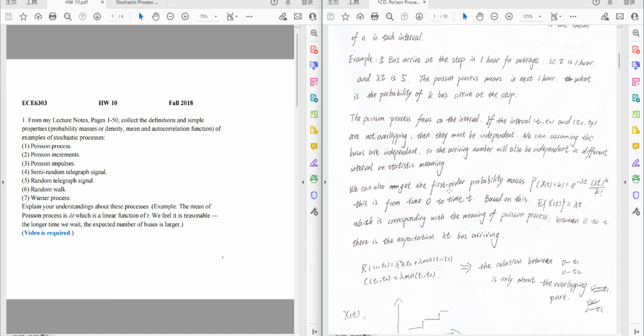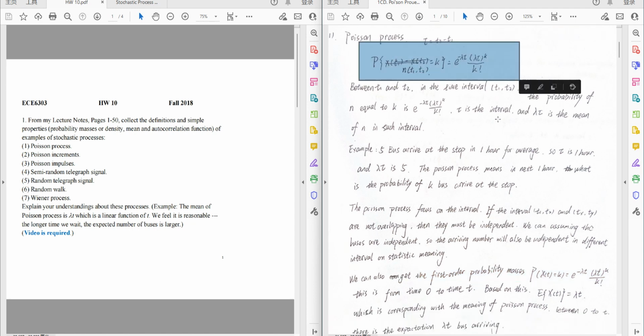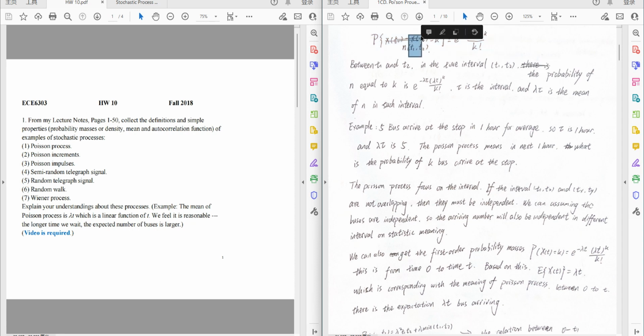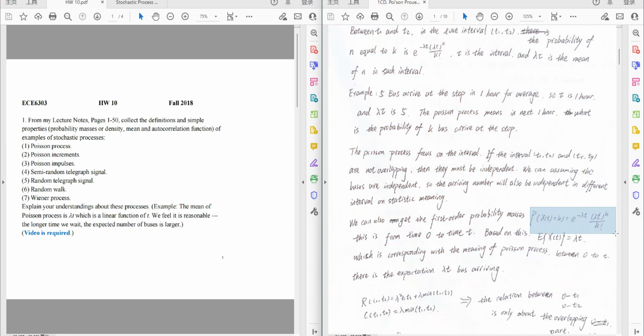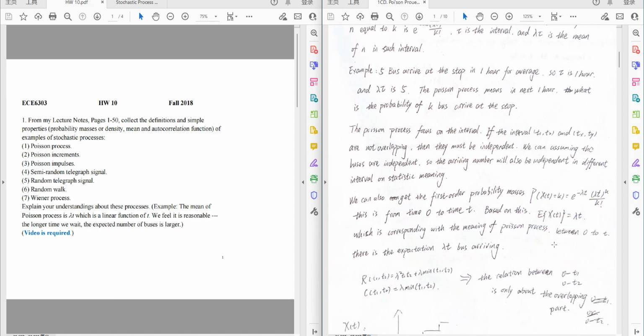And we can also get the first order probability mass function, which is this. This is from time 0 to time t, which can be seen from the definition, just changing t1 equal to 0 and t2 to t. So based on this, the expectation of X(t) is lambda t, which corresponds with the meaning of the Poisson process. Between 0 and t, the expectation, or average, or mean number of buses arriving is lambda t.